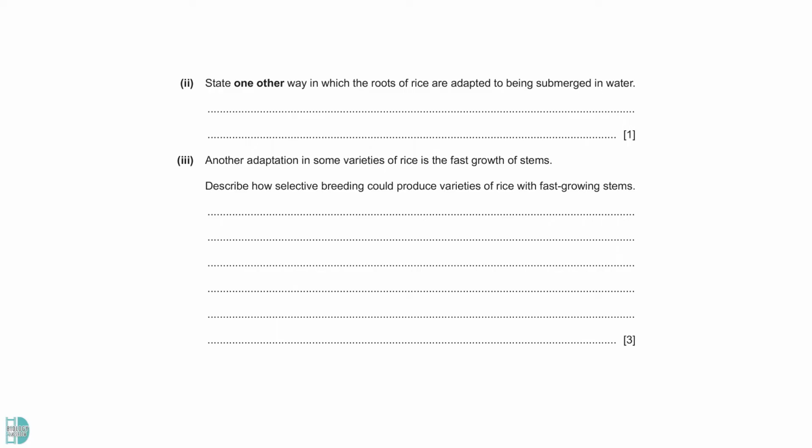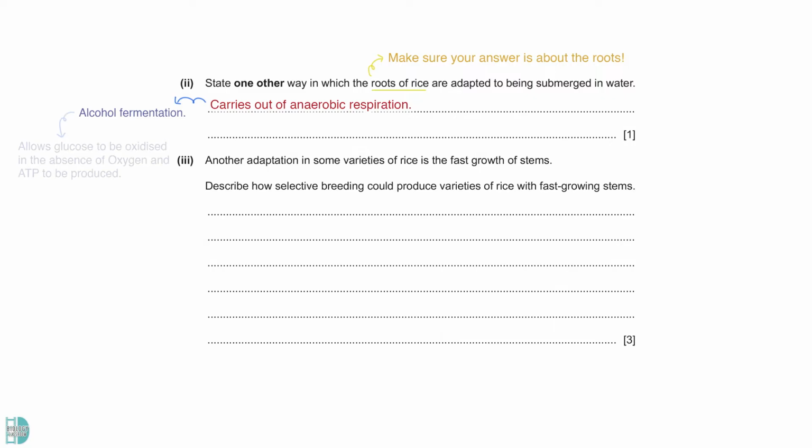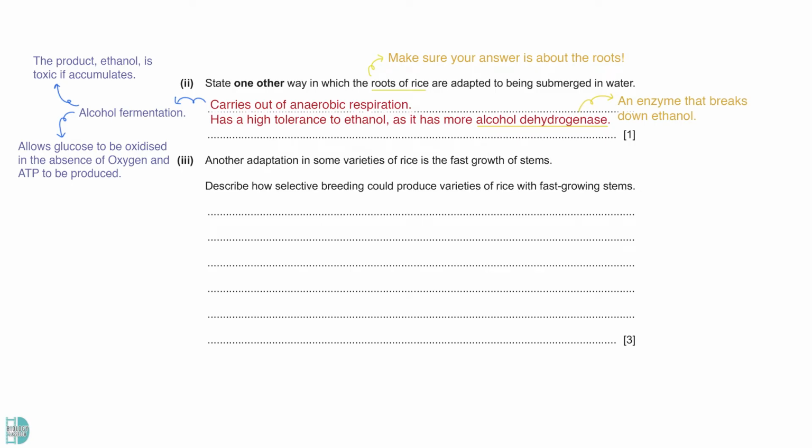2. State one other way in which the roots of rice are adapted to being submerged in water. Note that you can only use the adaptations related to the roots as your answer. The cells can carry out anaerobic respiration in the form of ethanol fermentation. Anaerobic respiration allows glucose to be oxidized in the absence of oxygen and ATP to be produced. However, ethanol, the product of anaerobic respiration, is toxic to cells if it accumulates. So, rice plants develop a high tolerance to ethanol. They produce more alcohol dehydrogenase, an enzyme that breaks down ethanol.